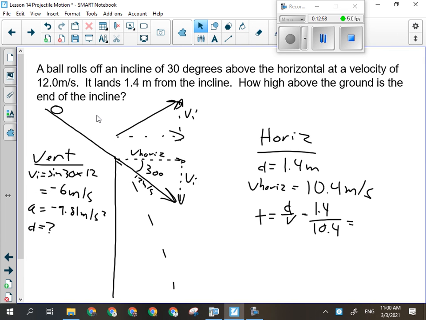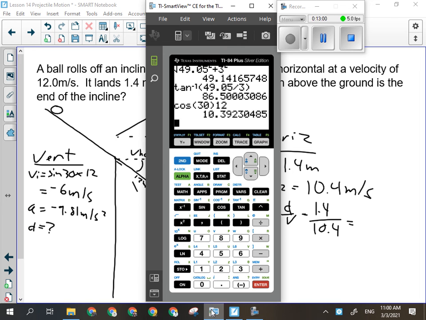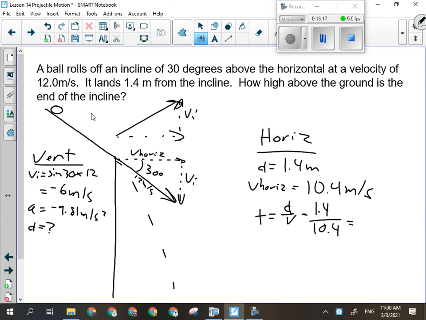Okay, so it's not going to be very long. It's going to be a very short period of time. Okay, so 1.4 divided by our answer there from the last question. Okay, so it's only falling for 0.13 seconds. So not very long. This is not a very high table. Okay, so now that we have the time, 0.13 seconds, we can bring it over here.